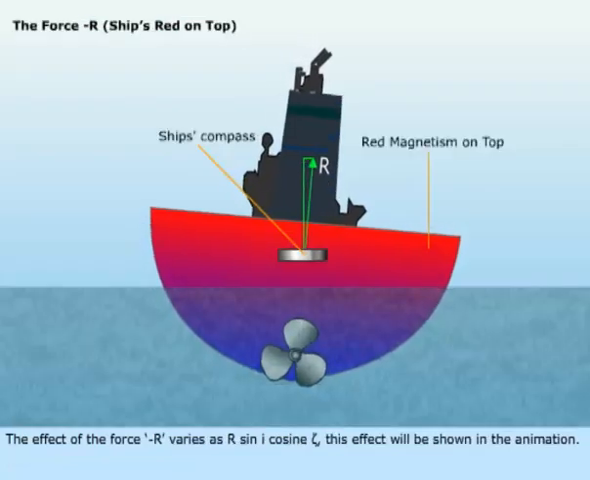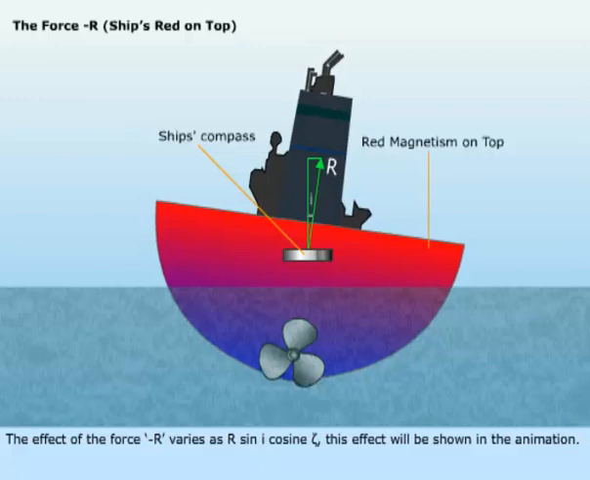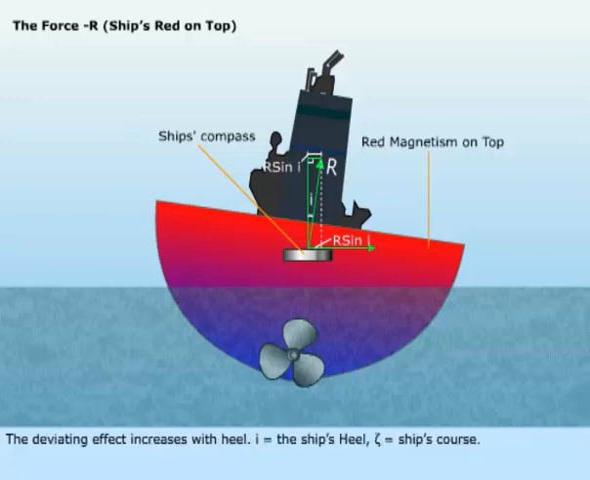The effect of the force negative R varies as R sine I cosine zeta. This effect will be shown in the animation. The deviating effect increases with heel.